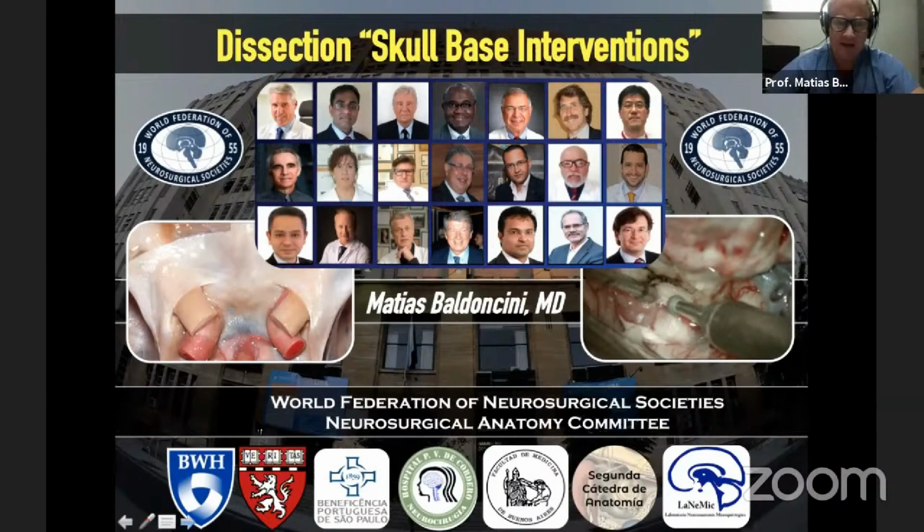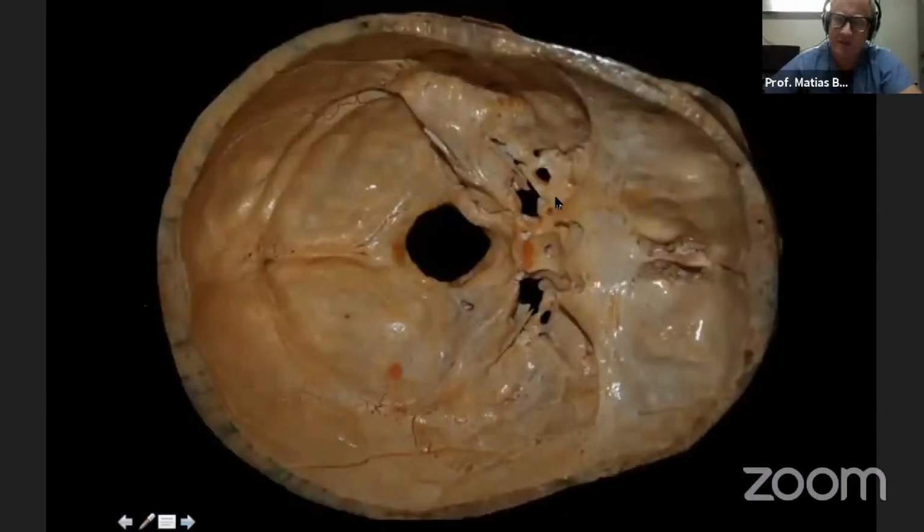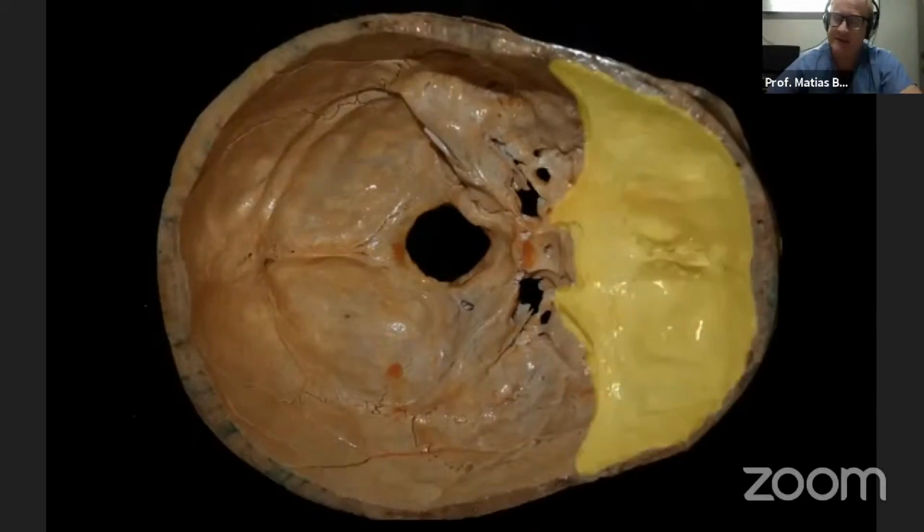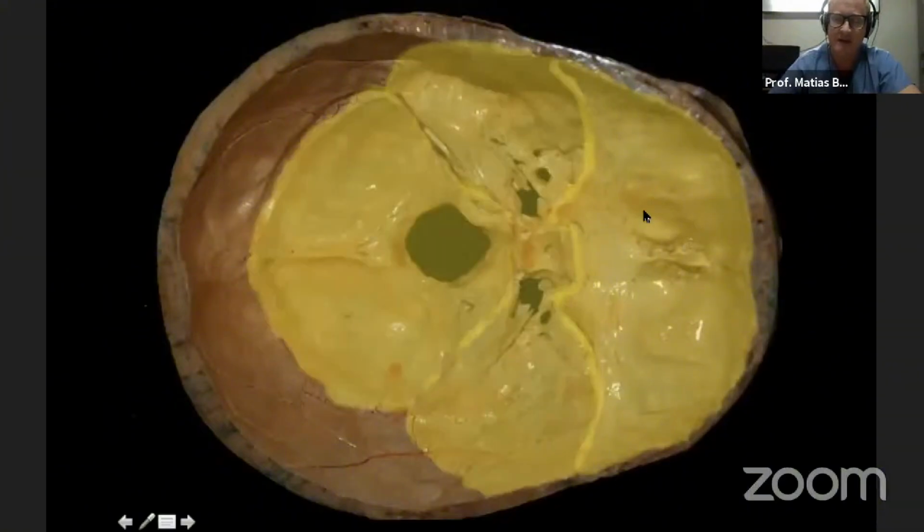In this first slide, only as a reminder, the skull base can be divided in three segments: the anterior fossa, the middle fossa, and the posterior fossa. In each fossa of the skull base, there are several bone structures that should be learned, and in some cases should be removed in order to work with tumors or complex vascular cases.